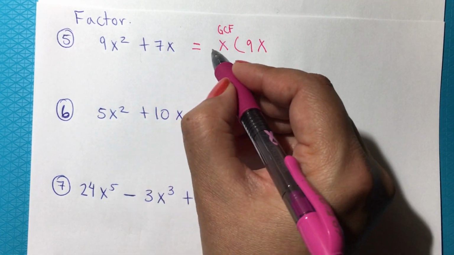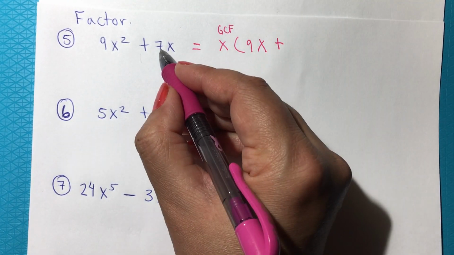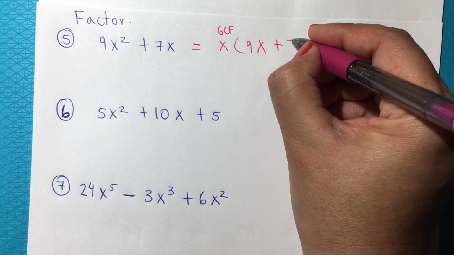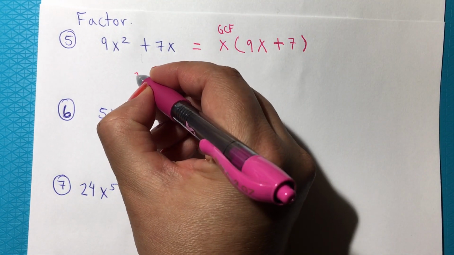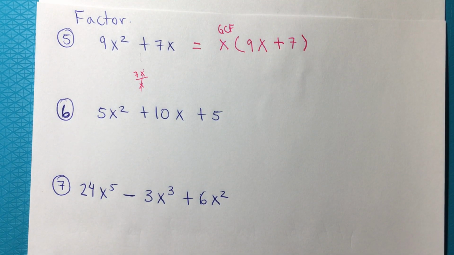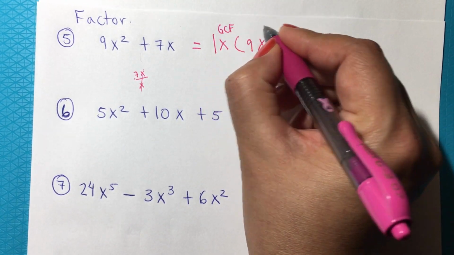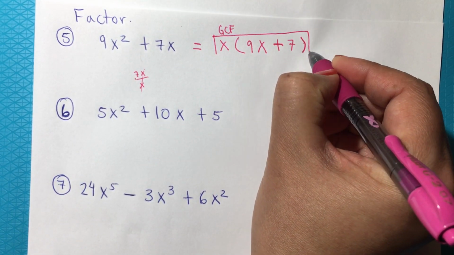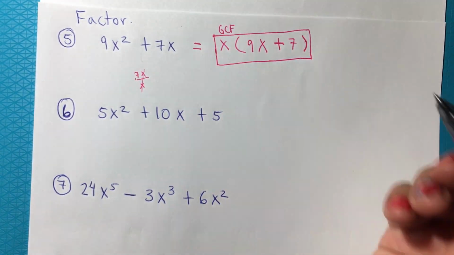And then positive divided by positive is positive. 7 divided by 1 is 7. Look at it as 7x divided by x, and in division you just cancel similar factors. That will be the answer. Those would be your 2 factors.